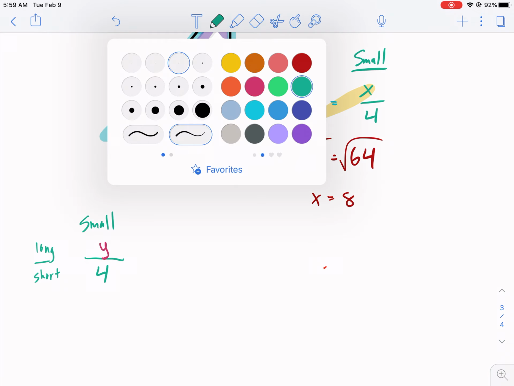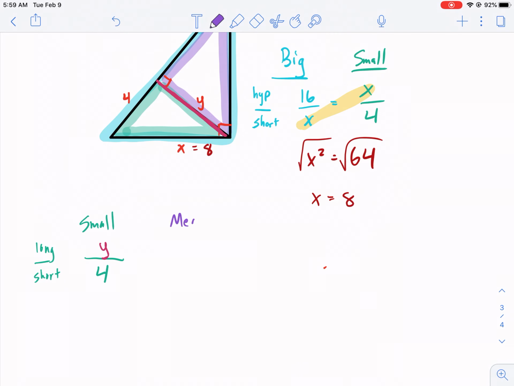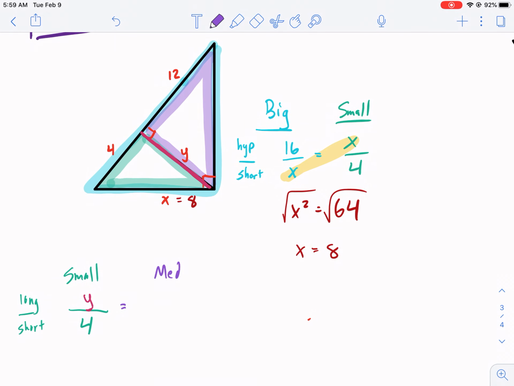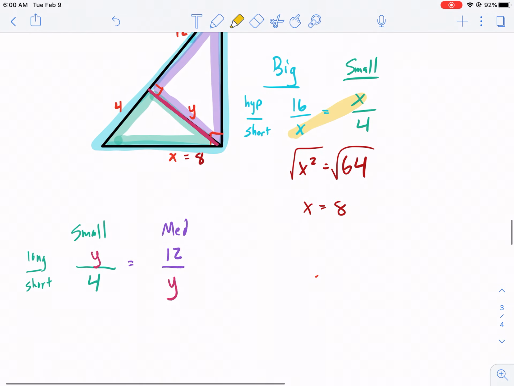Now, we're always going to be comparing the medium triangle to that, so we have our medium triangle here equal to, now our long side is 12 for the medium triangle, and our short side is y. Okay, there's our geometric mean. Hope you guys see that. So we're going to do y squared equals 12 times 4, which is 48.